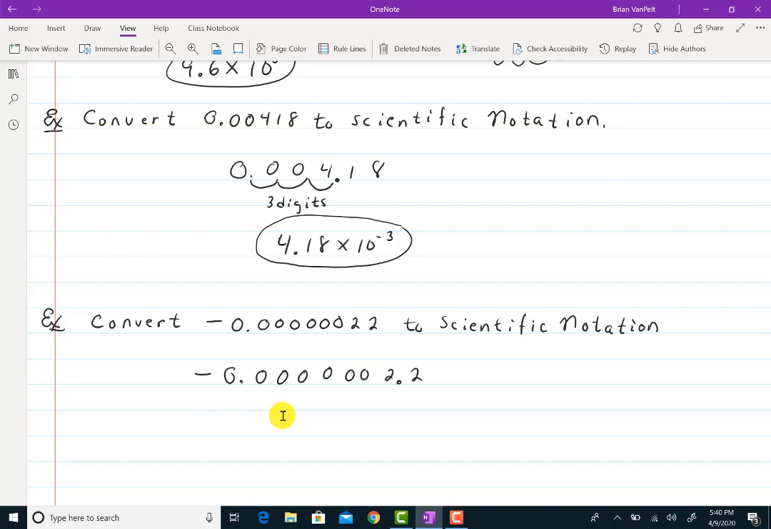My decimal needs to be between the twos. So I had to go a total of how many digits to make that happen? 1, 2, 3, 4, 5, 6, 7. 7 digits. So we know that I have 2.2 times 10 to the negative 7.